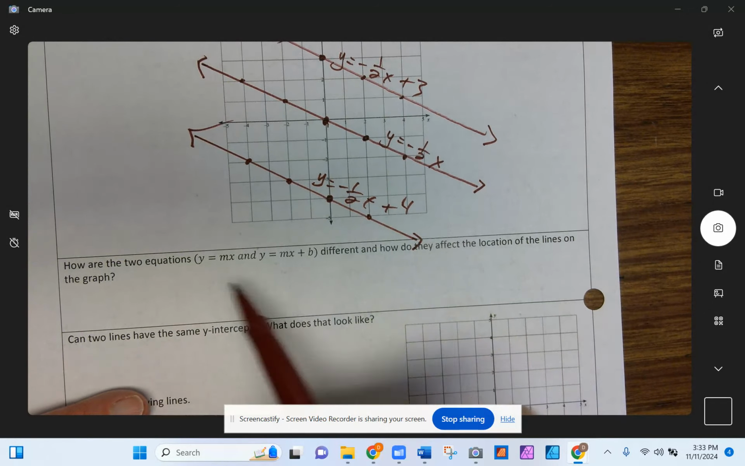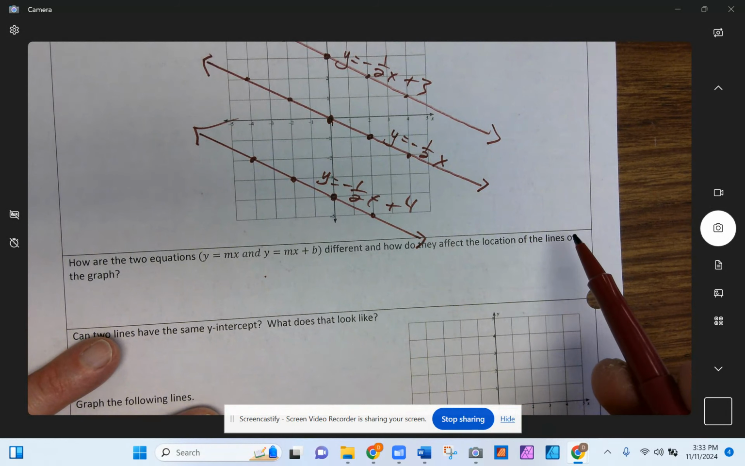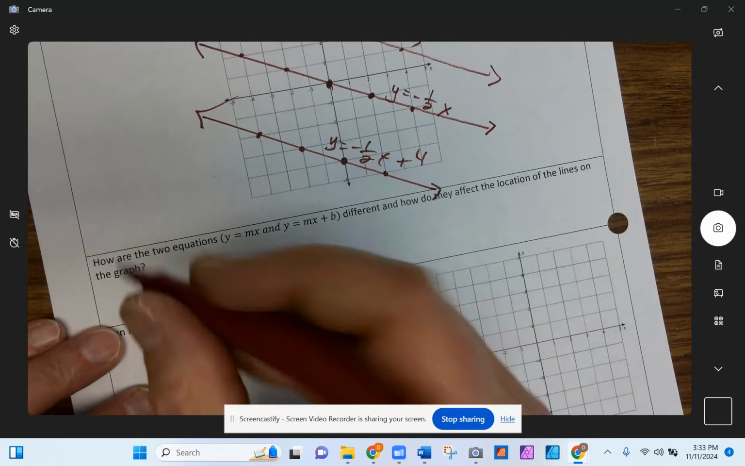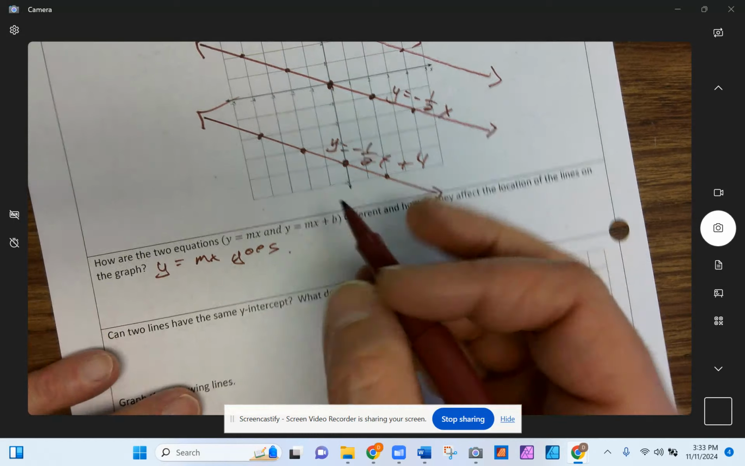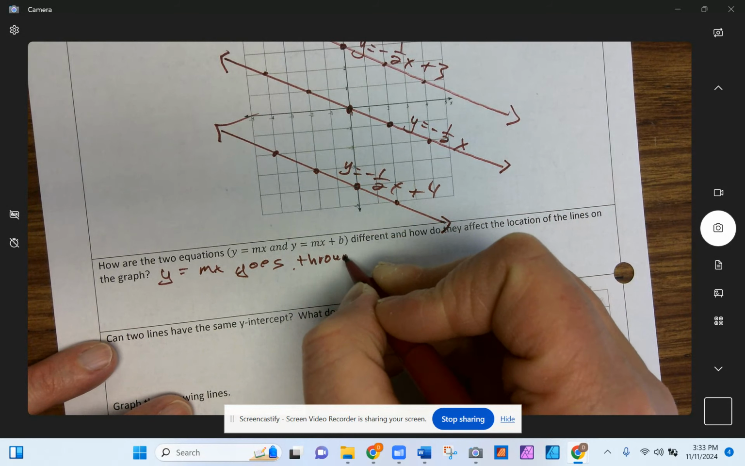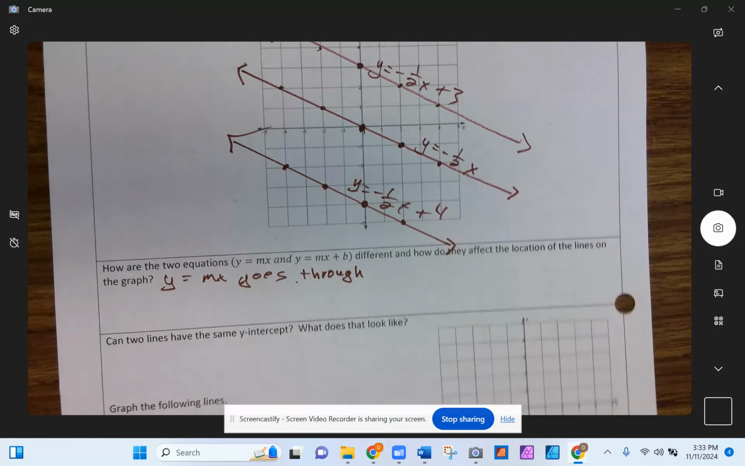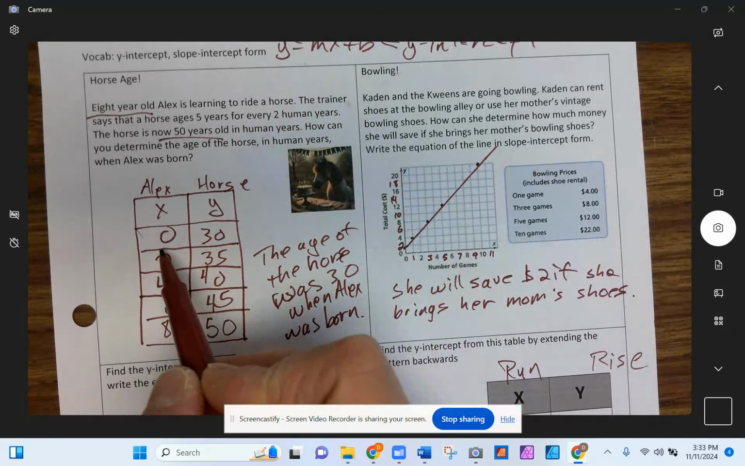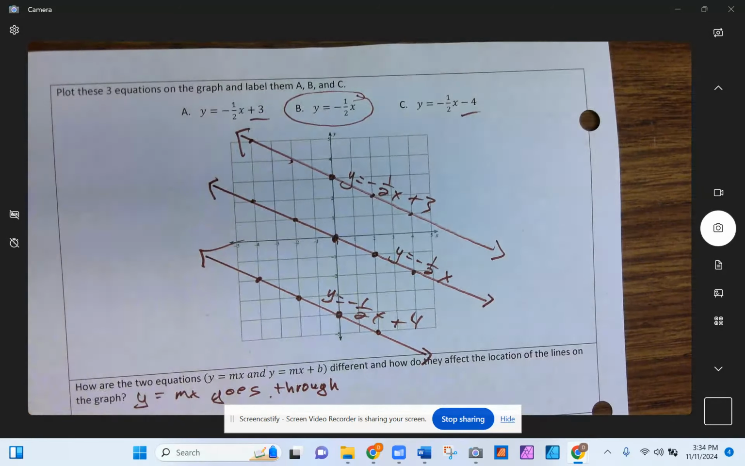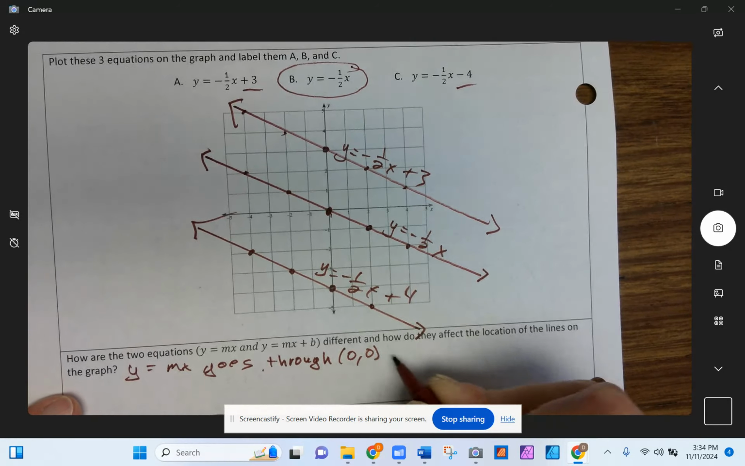How are the 2 equations different? That y equals mx versus y equals mx plus b, and how do they affect the locations on the graph? So y equals mx starts at 0. Let's say goes through 0, 0, because it doesn't necessarily start there, because it's weird to say it starts there when it goes infinitely in both directions. If it's like a real-world problem, then it makes more sense to say it starts at 0, 2, or 0, 30. But when it's just a problem where there's no context and you're just doing the math for it, then you should probably say goes through 0, 0. Or the origin.